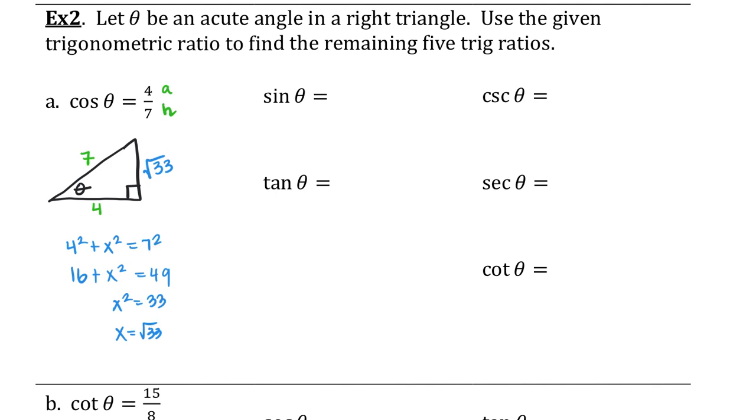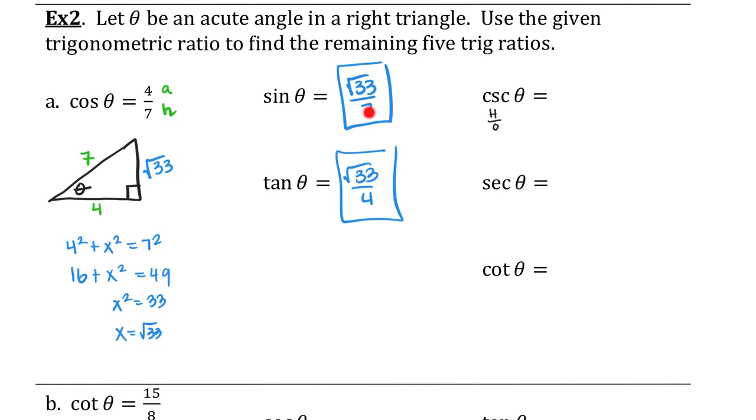Okay, so now let's write the ratios. Sine is opposite over hypotenuse. Okay, what's tangent? TOA, opposite over adjacent. Okay, cosecant, what's cosecant the reciprocal of? Cosecant is the reciprocal of sine. So sine is o over h, cosecant is h over o. Or since I have the answer for sine, I can just flip this upside down. So I'm going to flip it upside down, and I'm going to get 7 over square root of 33.